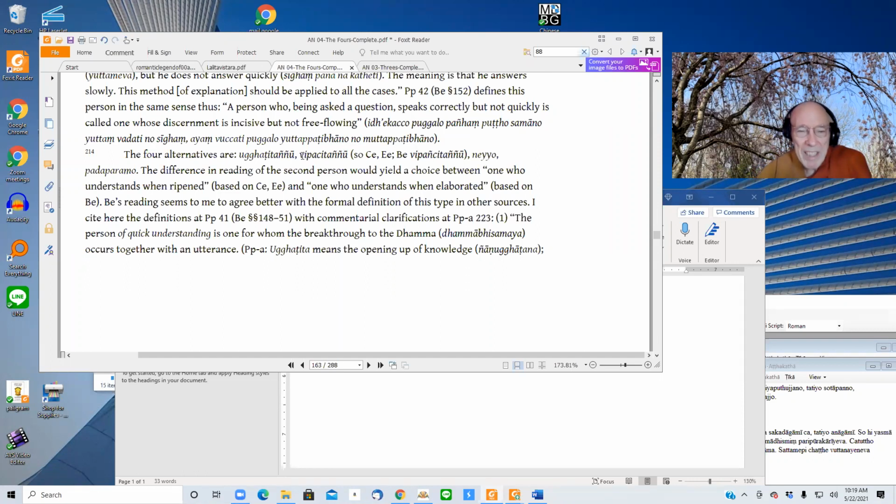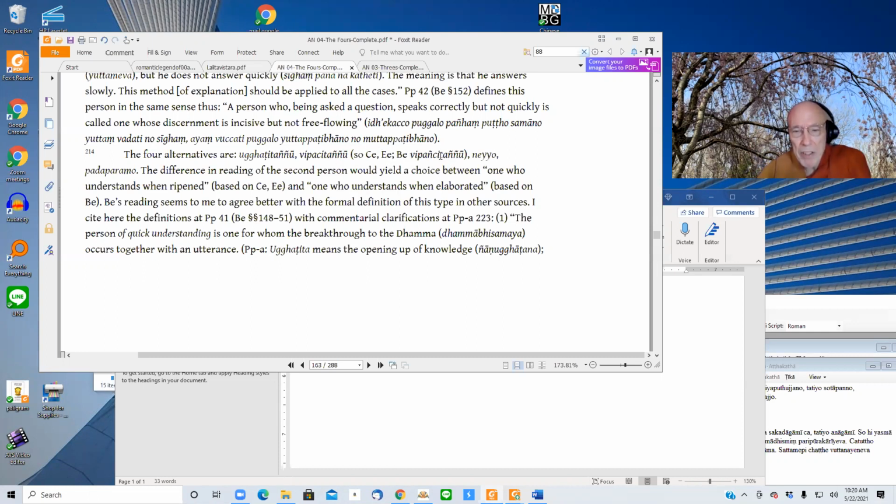The second type, and here we have a difference of readings, the Sri Lankan edition and the Pali Text Society edition have Vipacitaññū, whereas the Burmese edition has Vipañcitaññū. Though it seems like just a very slight difference, the two words are actually different words with different meanings. Vipacita means ripened or cooked. So one who understands when their mind has been ripened or cooked, so to speak.